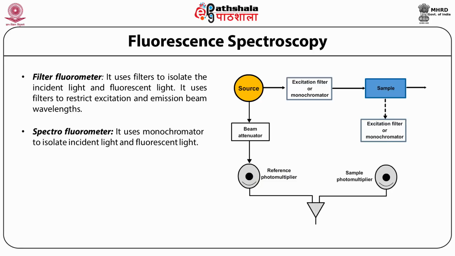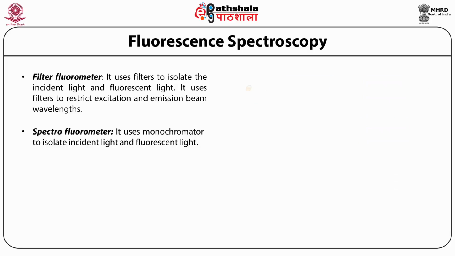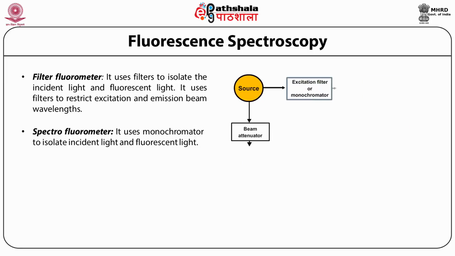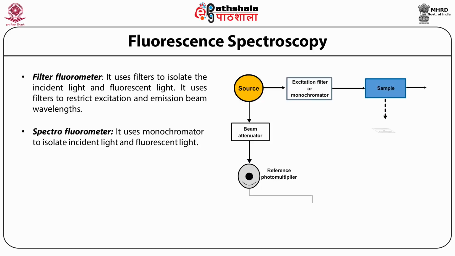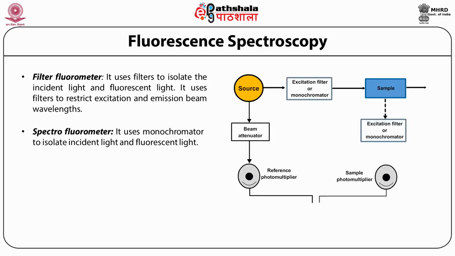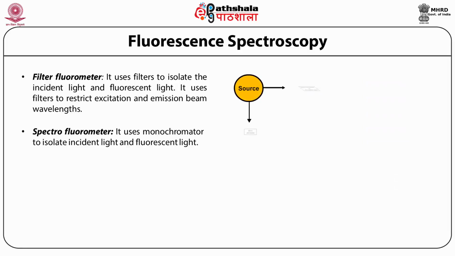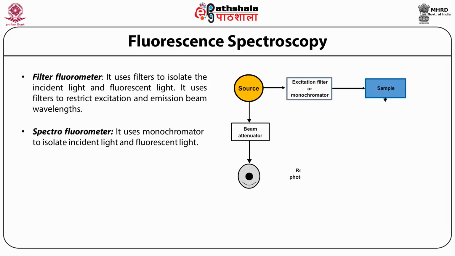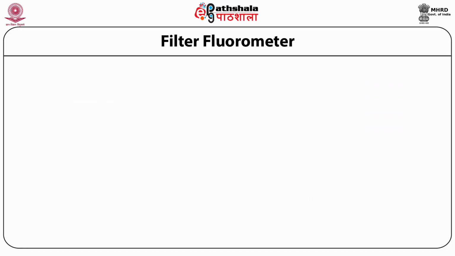categories. First one is the filter fluorometer that uses filters to isolate the incident light and fluorescent light. The second one is spectrofluorometer that uses monochromator to isolate the incident light and the fluorescent light. First, let us study about the filter fluorometer.